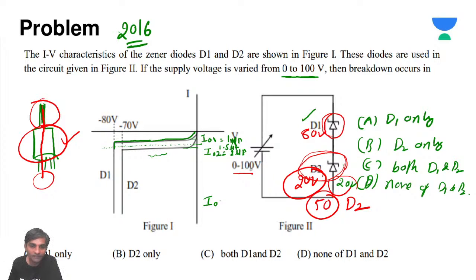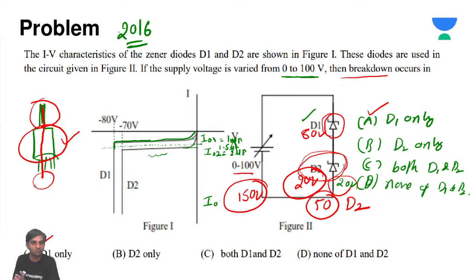So now, in 80, if you apply 130 volts, is that 130 or 150? 150 volts, sorry. So if you apply a total of 150 volts, then diodes D1 and D2 will both break down. But here only diode D1 will break down. So the breakdown occurs only in diode D1. So option A is the right answer.